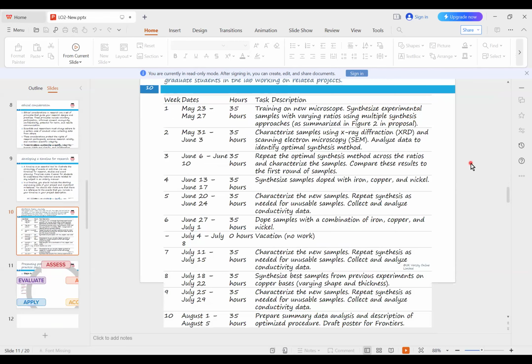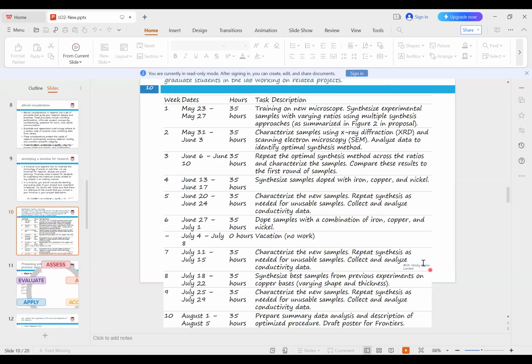So you can make this just as this is. Your week dates might be mentioned over here. Your hours might be mentioned over here. So what are you doing within this week? Your first week, for instance, you're training on a new microscope, you're synthesizing experimental samples with varying ratios using multiple synthesis approaches. In the second week, you're characterizing samples using X-ray diffraction.